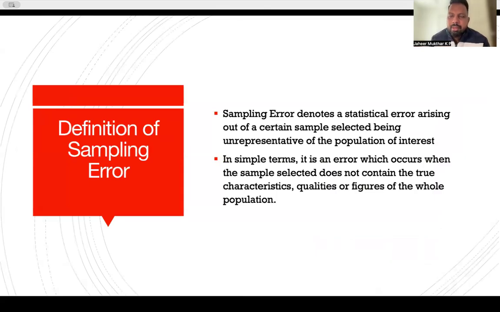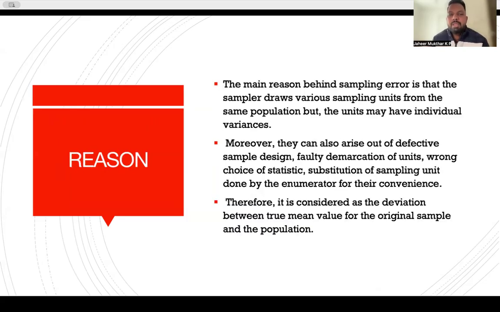Sampling error, as the name indicates, denotes the error arising out of the sample you are selecting being unrepresentative of the population in hand. How does it happen? What if you select a sample and that sample is not showing the true characteristics, the exact qualities, of the population? In such a scenario, this kind of error is going to occur. Now we'll discuss why it happens. What are the reasons for such sampling error?